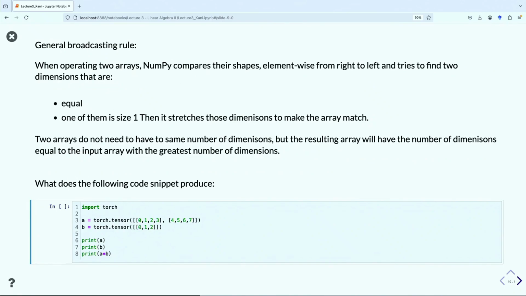So, knowing the general rules of broadcasting, what does this code snippet produce? What do you guys think? Any intuition behind this code snippet? What do you think? Okay. Should it produce anything?